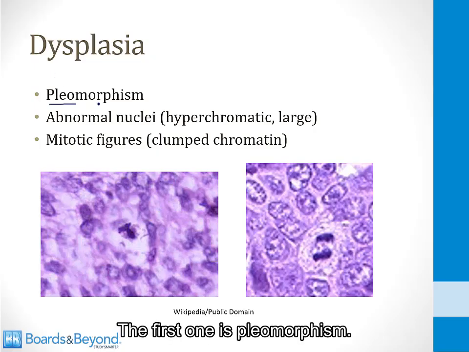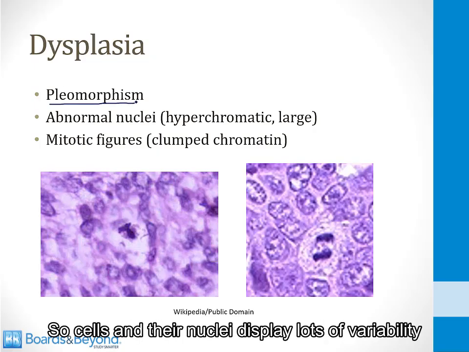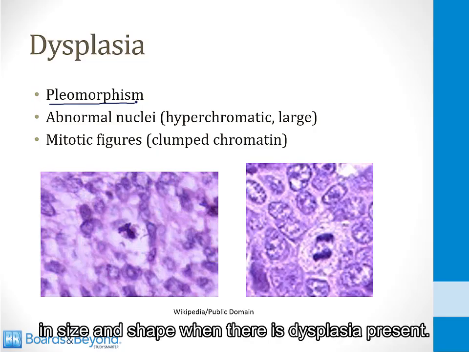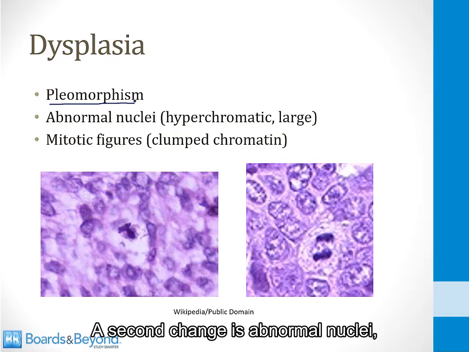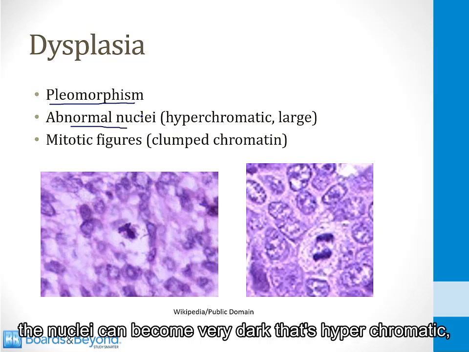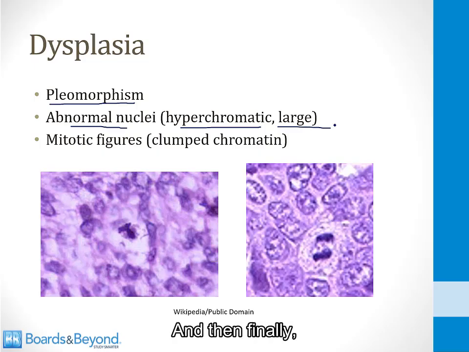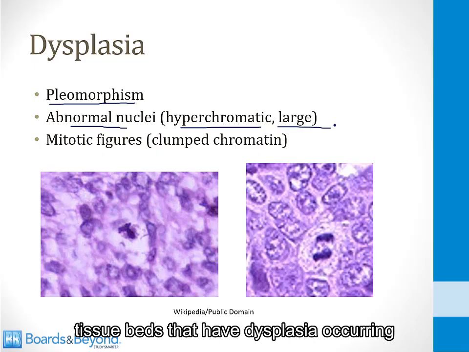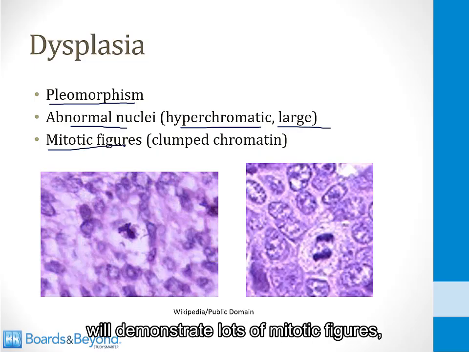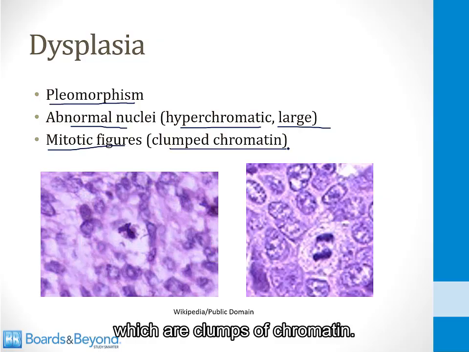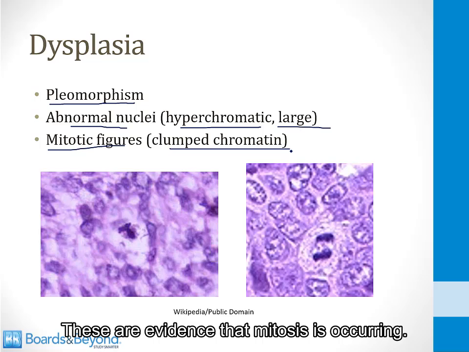The first one is pleomorphism, so cells and their nuclei display lots of variability in size and shape when there is dysplasia present. A second change is abnormal nuclei. The nuclei can become very dark, that's hyperchromatic, and they can also enlarge when cells are undergoing dysplasia. And then finally, tissue beds that have dysplasia occurring will demonstrate lots of mitotic figures, which are clumps of chromatin. These are evidence that mitosis is occurring.